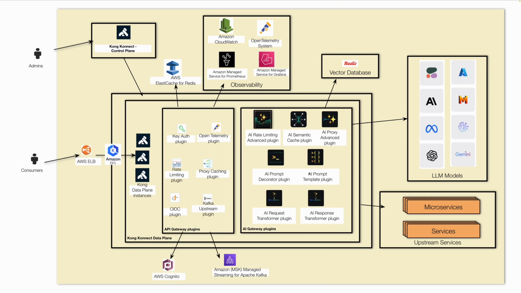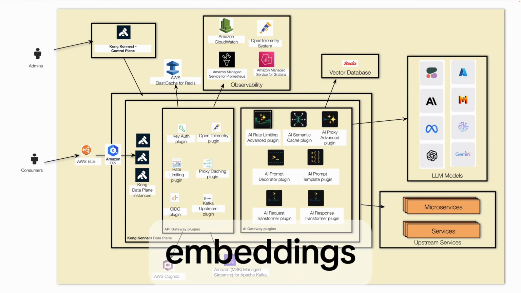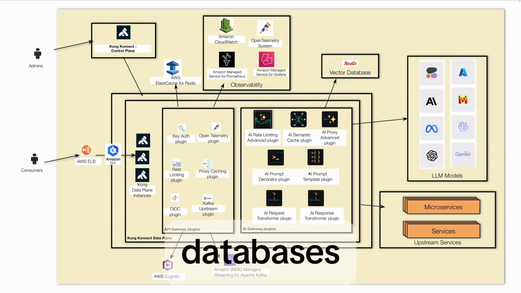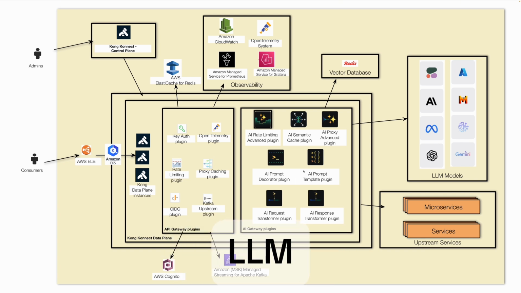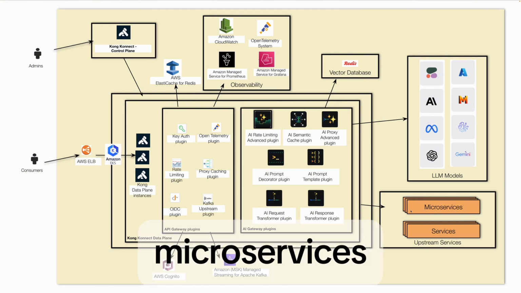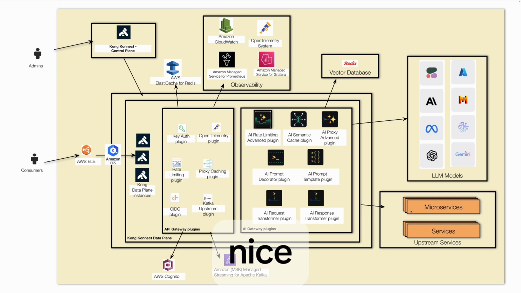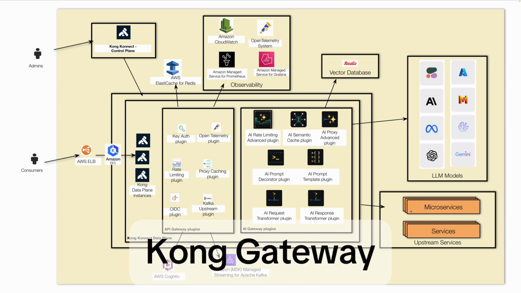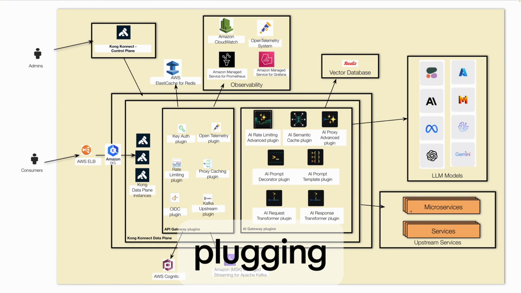Or, as another example, the AI Semantic Cache plugin caches data based on semantics related to the responses coming from the LLM models. Talking about the LLMs, Kong AI Gateway supports out of the box a variety of infrastructures, including not just Amazon Bedrock, but also Mistral, Anthropic, OpenAI, etc. In order to deal with the embeddings, the gateway also supports vector databases. And then finally, Kong Gateway protects not just the LLM models, but also the upstream sources, including your applications, microservices, or services.